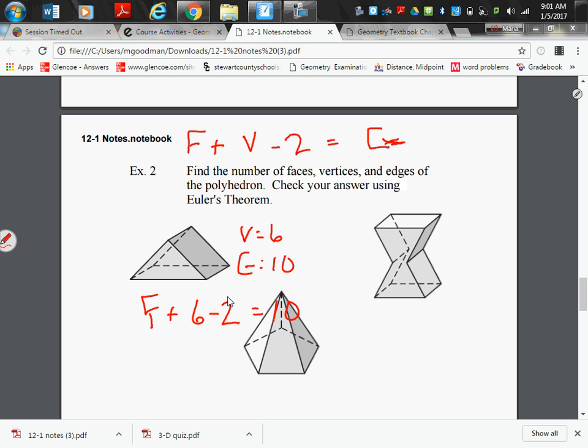All right, Gumby, what's the first thing I'm going to do? Subtract what, sir? Very good. So 6 minus 2 is 4. So F plus 4 equals 10.